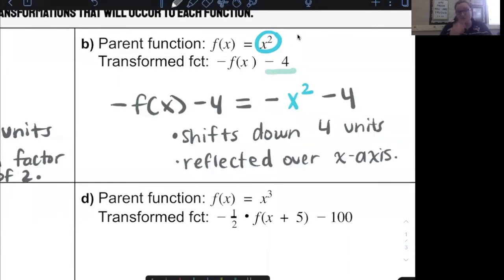All right, so you should have described 2 transformations. The first being that we shift down 4 units. The second is that it's reflected over the x-axis. So the way you should have written your equation, your new function, is negative x squared minus 4. As you can see, I just took the negative of f of x, which was x squared, and then I subtracted 4.